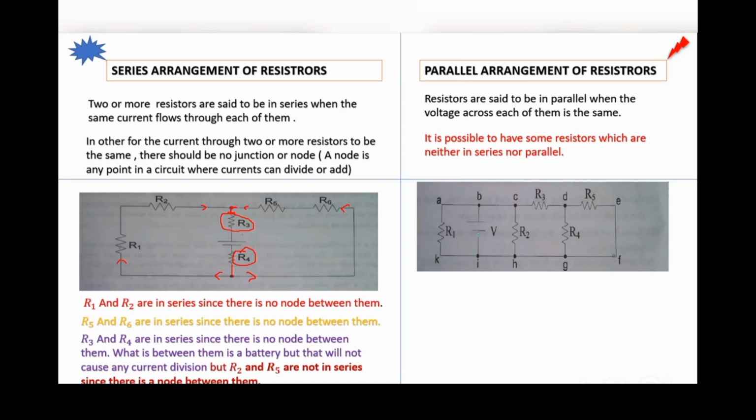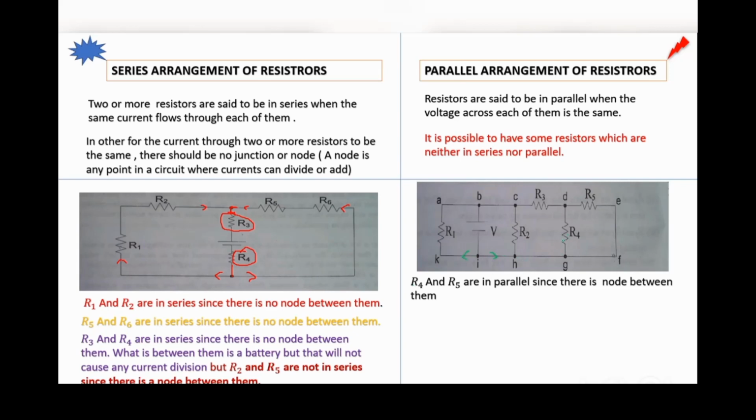Now let's check which resistors are in parallel. R4 and R5 are in parallel since there's a node between them. Now you know this, you can divide the current, or you can know that they don't have the same current flowing through them, therefore they have different current, therefore they will be in parallel. So let's check. The current flowing through here divides here and divides here. I'm talking about R4 and R5.